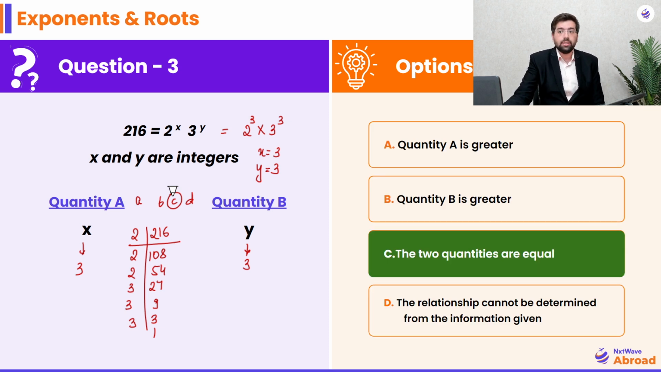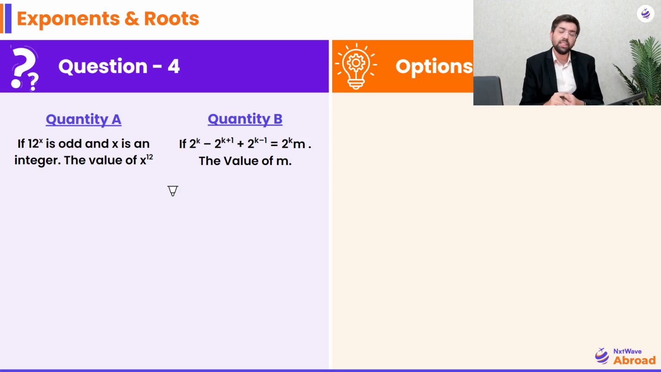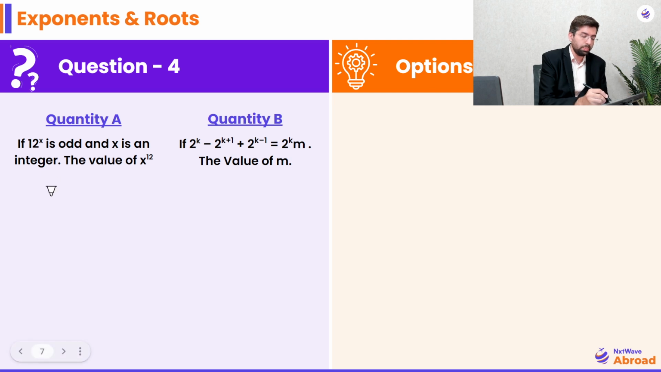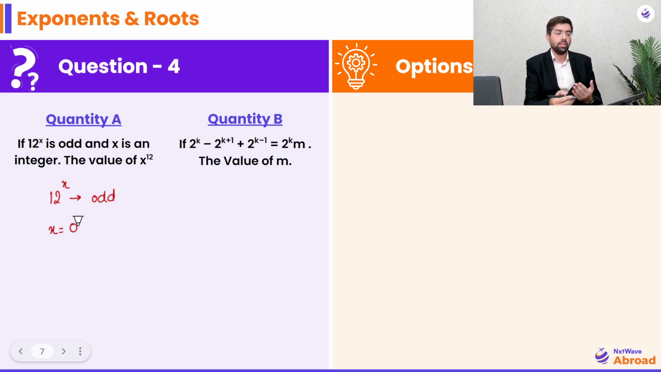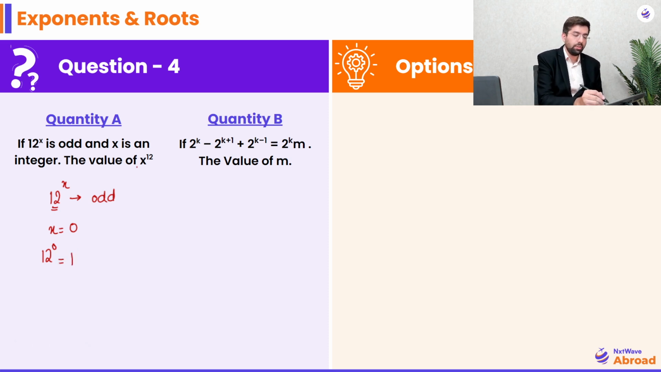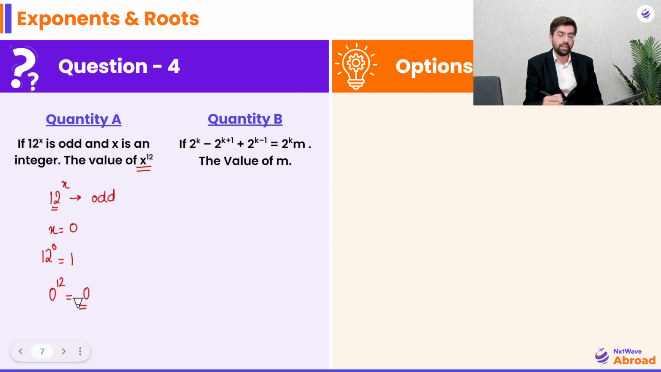So we got the correct answer. Let us see the next question. It says if 12 raised to power x is odd, this is only possible if x is 0. Because if x is other than 0, because 12 has a unit digit 2, any power of 12 other than 0 will give you an even number. Therefore, x is 0, so that 12 raised to power 0 will come out to be 1. Now, because x is 0, the value of x raised to power 12, that is 0 raised to power 12, would be 0. So, quantity A is 0.